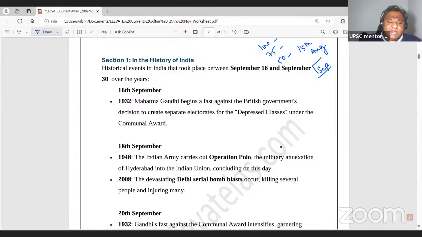So in 1932, if you remember, on the communal award, Mahatma Gandhi ji started a fast. So there can be a separate question like: how many fasts did Mahatma Gandhi ji take in his lifetime for the freedom movement, and at what point?